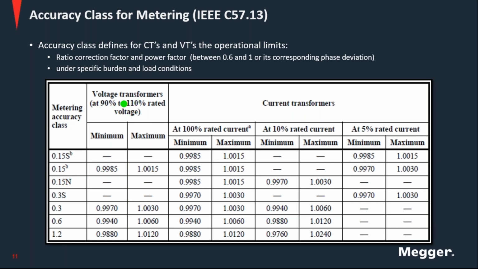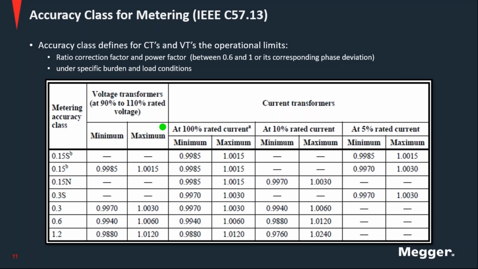So these voltage transformers will perform within these limits if the voltage is between 90% and 110% of the rated voltage. We're talking about the metering class. You're not interested in metering if the voltage is below 90%, which would be like a fault condition. The opposite happens with current transformers.